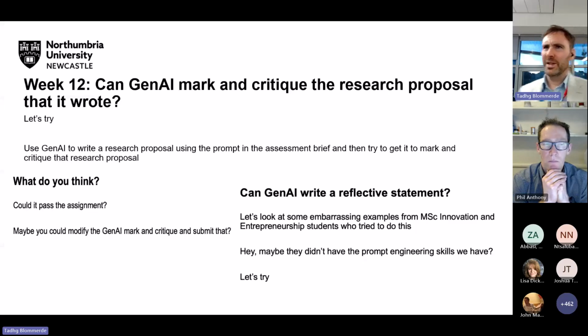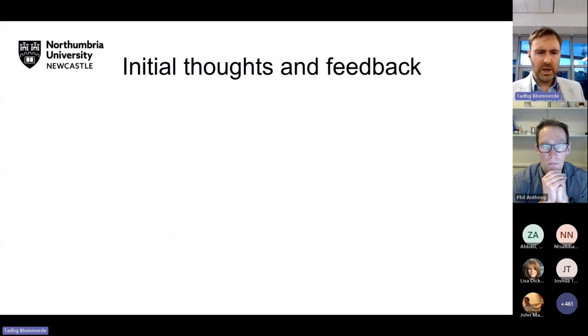Well, from the critical analysis of Gen AI marks and critiques of Gen AI work, students realized, hang on, a probability model that loves obvious patterns being marked and critiqued by a probability model that loves obvious patterns, it's giving itself extraordinarily high results, 80, 90% for quite weak research proposals that demonstrated no common sense. And as for the reflective statements, just so vague, broad, it was completely meaningless and lacking in detail.